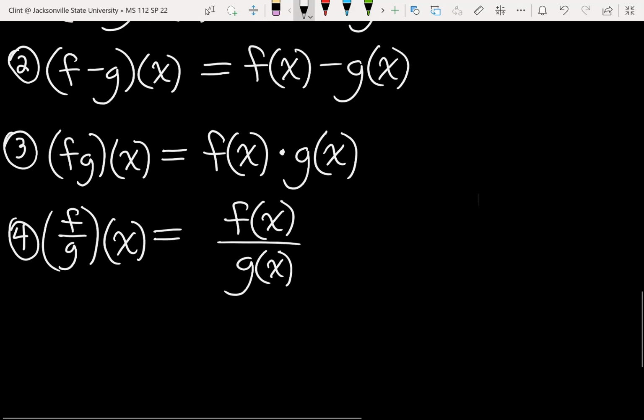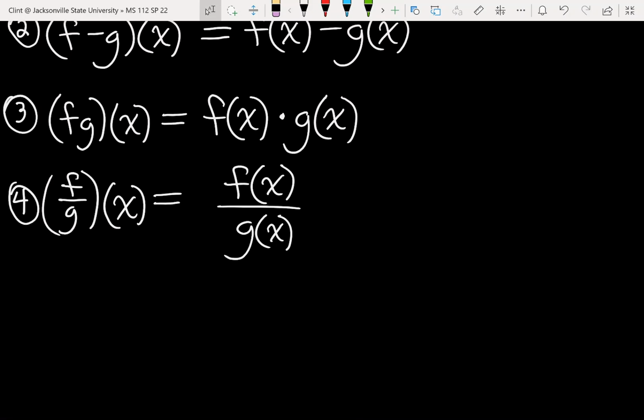But when we divide, what can we not let happen? There's some kind of forbidden thing that can happen when we're dividing that we can't allow. Can't let the bottom be zero. Bottom can't be zero because then it would be undefined. So here we'll say that's only true when g of x is not equal to zero. If g of x is zero, then division would be undefined, so we wouldn't be able to get a new function that way.